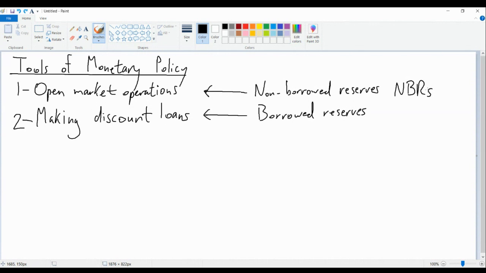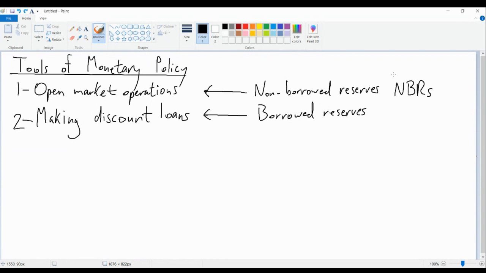So keep that in mind when reading the textbook. Suddenly they start talking about non-borrowed reserves. Okay, it's reserves that aren't borrowed. That means that they're from open market operations. Borrowed reserves, I guess, is a bit more intuitive. It's the discount loans. All right, so keep that in mind when reading the textbook. I'll mention this a bit later when it comes, because there's one place where the textbook harps on the issue of borrowed versus non-borrowed, and so I will talk about it a bit then.